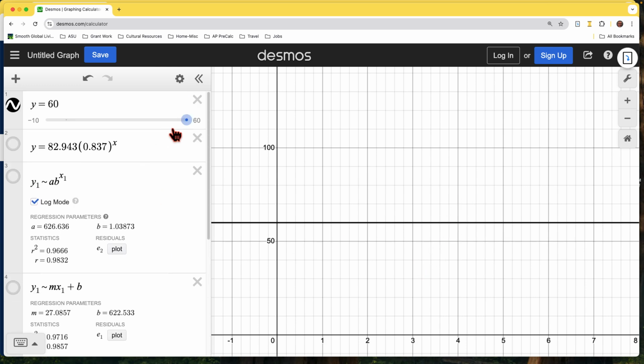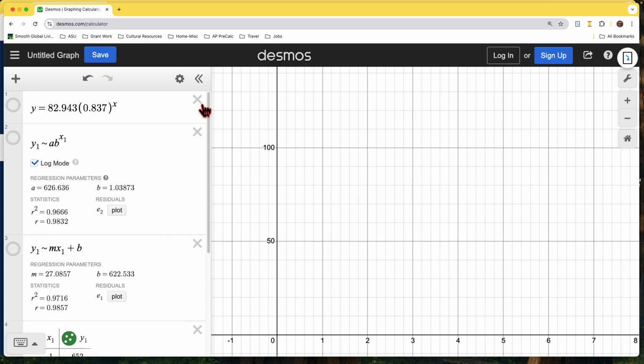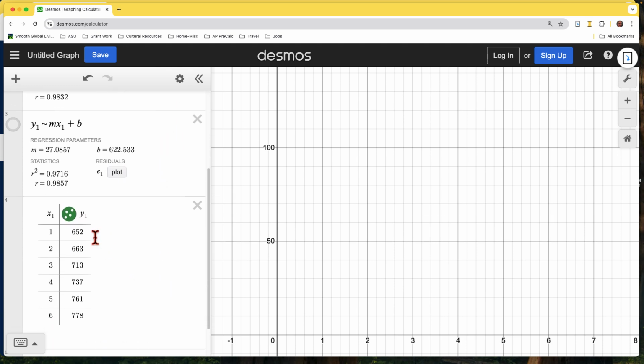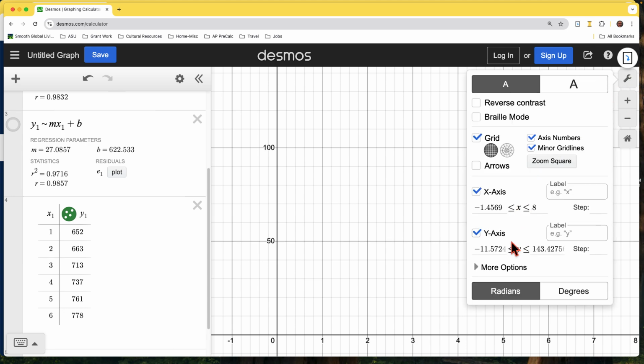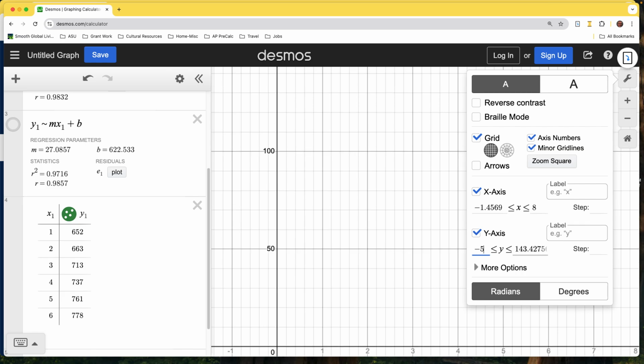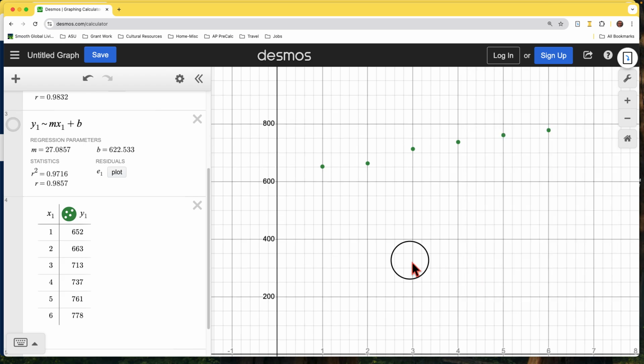That's something. Oh, I still have this one. I'm going to delete that other one. My y values are going from 650 to 778. So I'm going to take my y values from maybe -5, just because I like to see the x-axis, and I'll go to 1000. That'll include all my data. Okay, so I can see my data points.